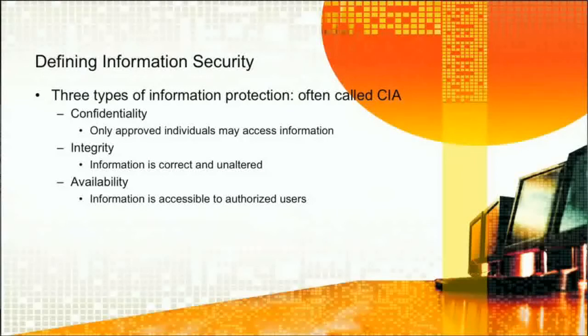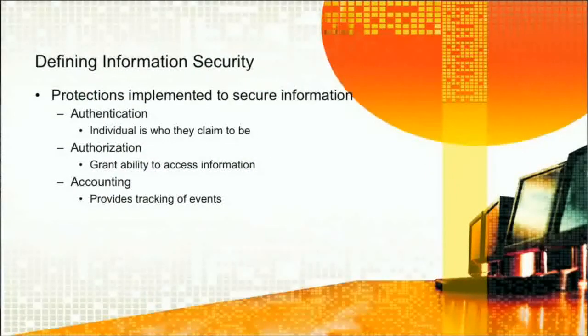Confidentiality means only approved individuals may have access to information. Integrity: information is correct and unaltered. And availability: information is accessible to authorized users. To provide the triad, or to provide the CIA, we add protections. These are implemented to secure that information.